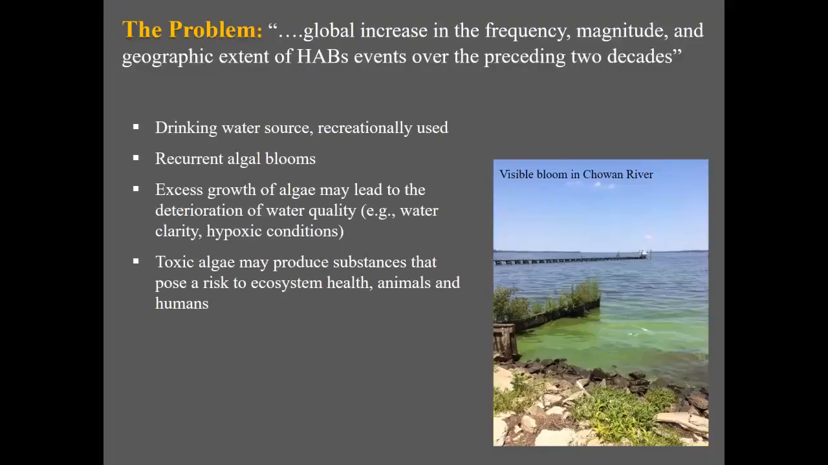As you might be aware, harmful algal blooms, or HABs, are increasing in frequency, magnitude, and geographic extent. And if these algal blooms occur, they can have consequences for drinking water resources and recreational use. Excess biomass can lead to the deterioration of water quality. And if the algae that are blooming are also toxic, there are additional concerns in regard to the risk of exposure to these toxins.